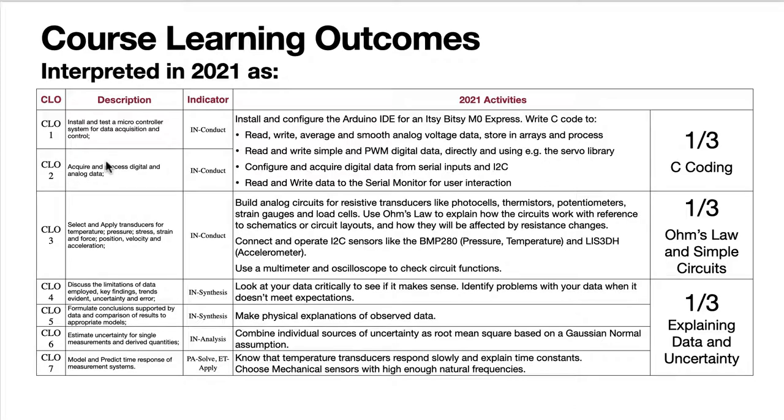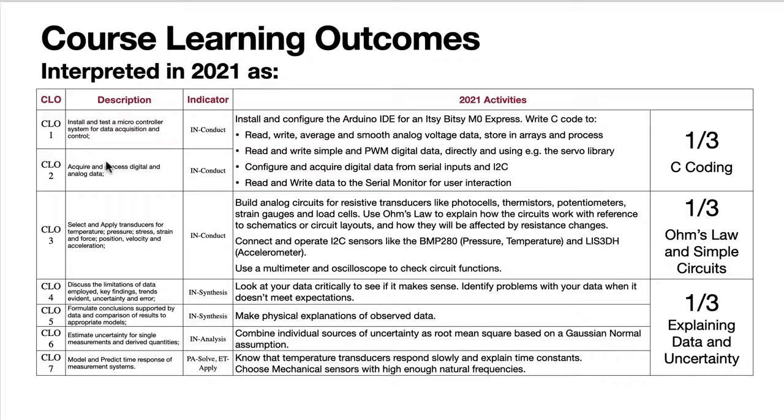Next, CLO3 is about selecting and applying transducers for basic mechanical measurements. You're going to build analog circuits for resistive transducers like photocells and thermistors, potentiometers, strain gauges, and load cells. And you're going to use Ohm's law to be able to explain exactly how those circuits work and how things would change if the resistance in those circuits changed. You'll be able to connect and operate the I2C sensors. This is the part where we're actually going to be wiring stuff up. And you're going to use a multimeter and an oscilloscope to check the circuit functions. That's going to be about a third of the effort that you have to put into this course.